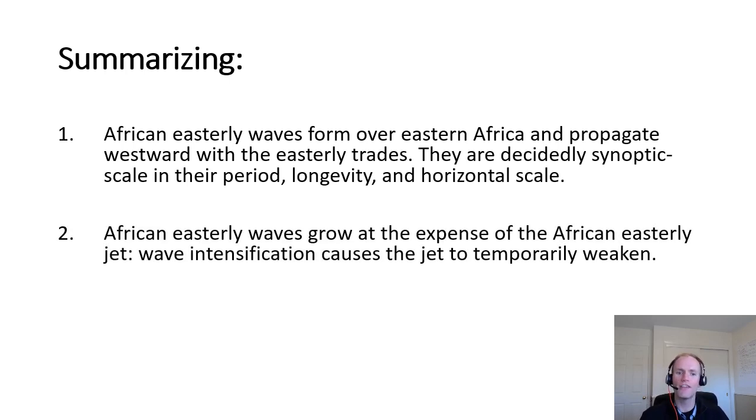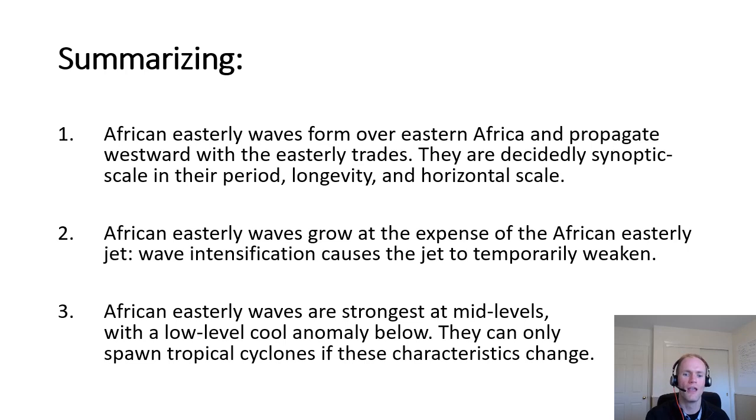We talked about how they grow in the context of this barotropic and baroclinic instability. Both of them extract energy from the African easterly jet and feed it into the coherent cyclonic disturbance that we know as the African easterly wave. So the jet weakens as the wave strengthens, and vice versa. When there's not a wave present, the jet is relatively strong. Then finally, we saw and demonstrated that the waves are strongest at mid-levels with a low-level cool anomaly below them.